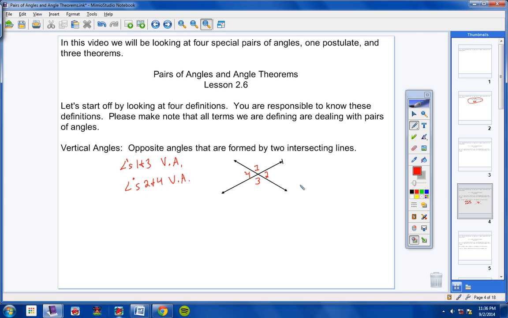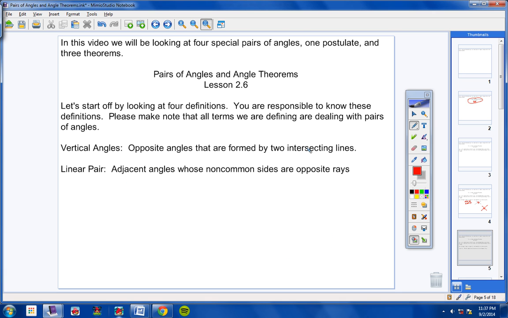Isn't that easy? So when 2 lines intersect like this, boom, boom, just like that, this angle with 1 dot and this angle with 1 dot are vertical angles, and this angle with 2 dots and this angle with 2 dots are vertical angles. Okay? So 1 and 3 are vertical angles, and 2 and 4 are vertical angles. Easy, guys. Piece of cake, no problem. Opposite angles that are formed by 2 intersecting lines. Okay? All right, moving on to definition number 2.